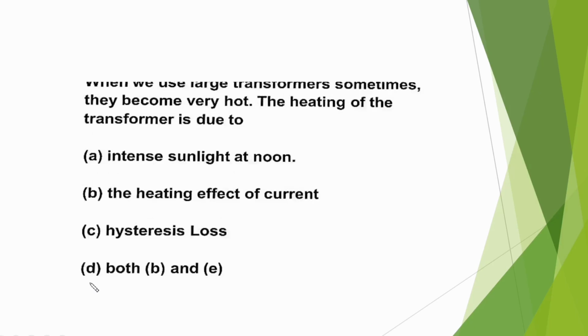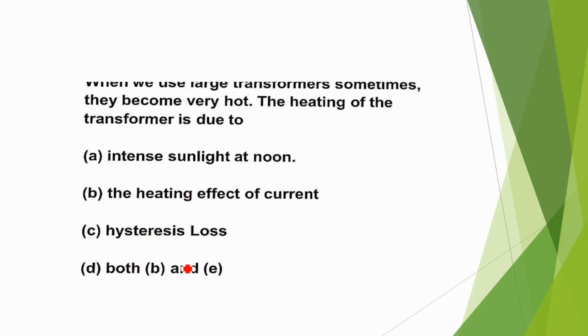The next question is: when we use large transformers, sometimes they become very hot. The heating of the transformer is due to: A, intense sunlight at noon; B, the heating effect of current; C, hysteresis loss; D, both B and C.